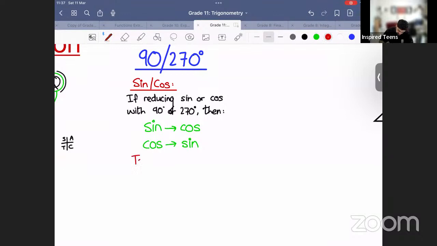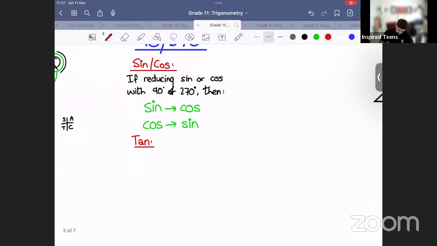For tangent, we'll do examples. For tangent, we don't use 90 or 270.